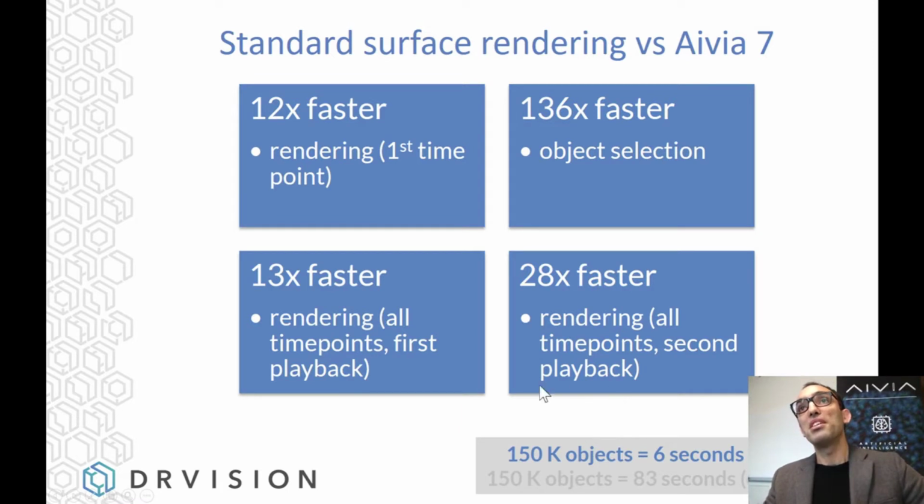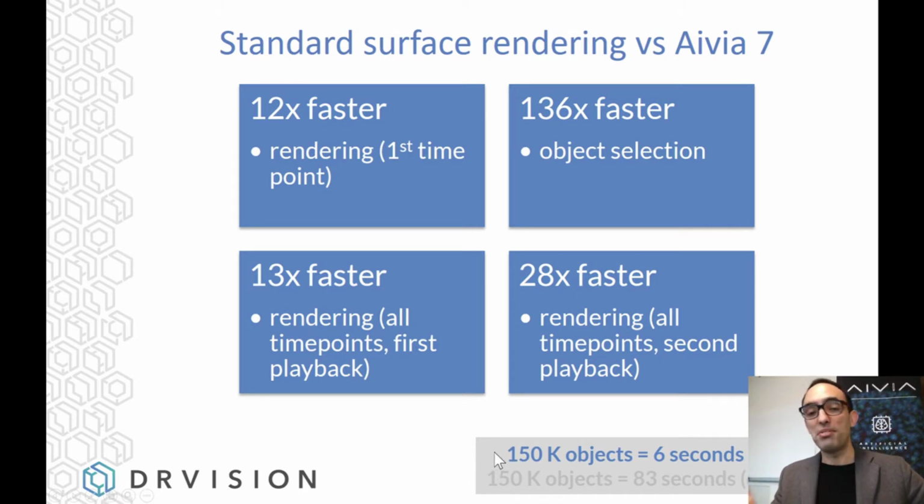So, a summary of the key numbers: it's actually 12 times faster versus version 6 for the rendering of the first time point. If you look at rendering of all the time points, the first playback, so this is while we are rendering, generating, and caching, it's 13 times faster, that first playthrough. After it's cached, it's then 28 times faster, because we didn't cache almost anything for Avia 6 and other versions before.